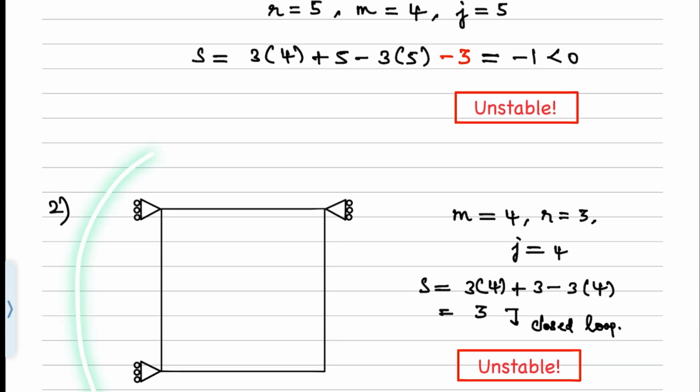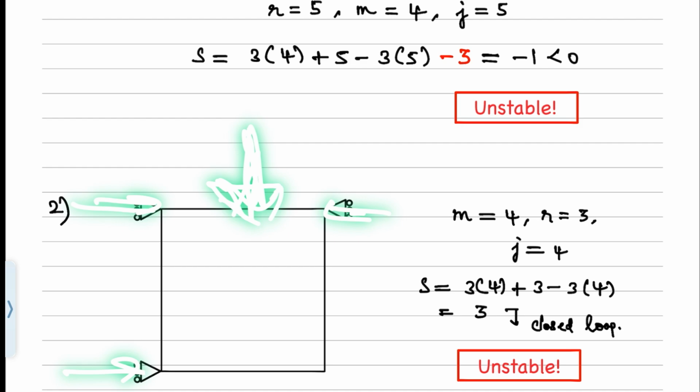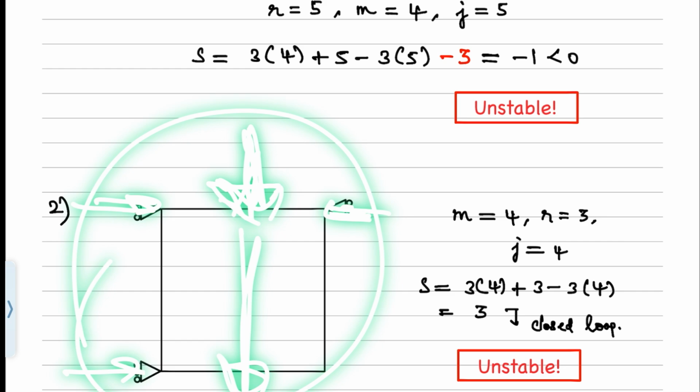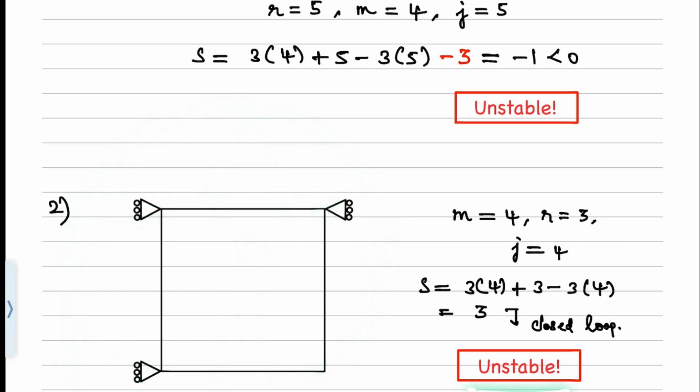What about this problem? You can use the value of m equal to 4, r equal to 3, and j equal to 4. In this formula, it will tell that s is equal to 3. But does it mean that with a static indeterminacy of 3, this particular frame is stable? Obviously, no. Why? Because we have these three reactive components which are parallel to each other, which means if I apply a load like this, perpendicular to the direction where these reactions are parallel, this entire frame is going to undergo a rigid body motion in this direction, right? So therefore, we can directly say this is unstable.